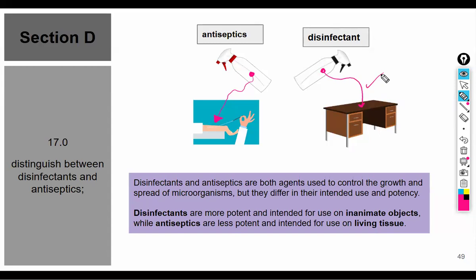So the moral of the story is this. Please don't use disinfectants on human tissue. Antiseptics are more gentle and they are made for human tissue. All right. So you can give it a read here, but everything I just said is in writing there. But I'd like you to read it just in case.